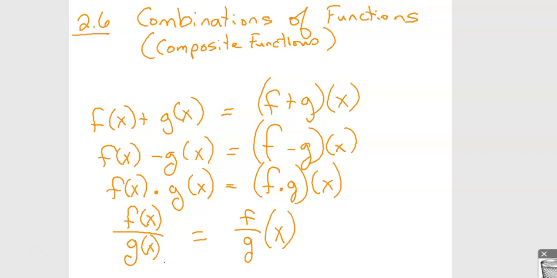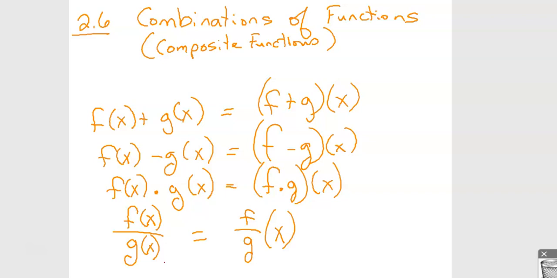This is 2.6. It's a combination of functions, what we're going to be looking at and exploring. So we're going to be adding functions, subtracting, multiplying, dividing, and then something called composition of functions. So let's look at the common notation, the way we write it.